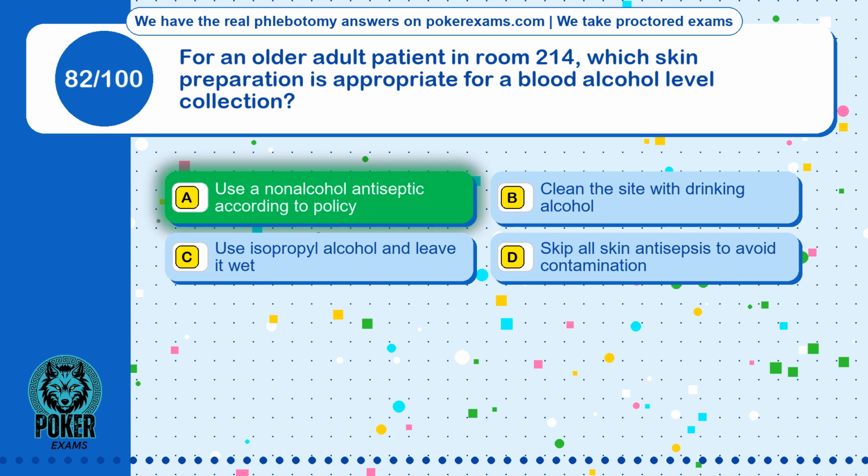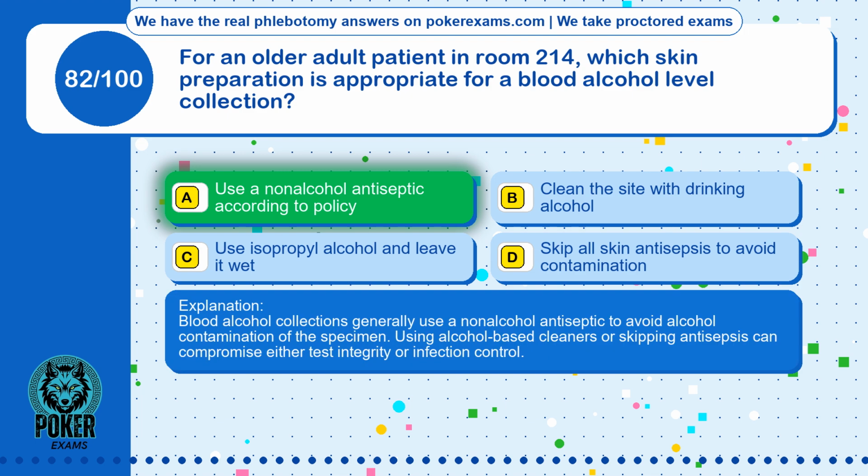The correct answer is option A. Use a non-alcohol antiseptic according to policy. Blood alcohol collections generally use a non-alcohol antiseptic to avoid alcohol contamination of the specimen. Using alcohol-based cleaners or skipping antisepsis can compromise either test integrity or infection control.